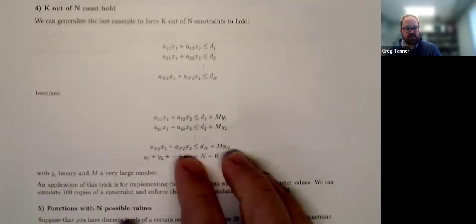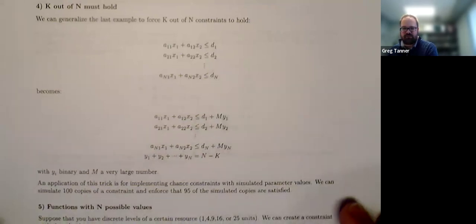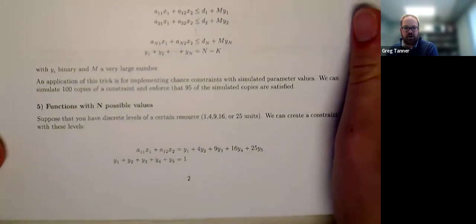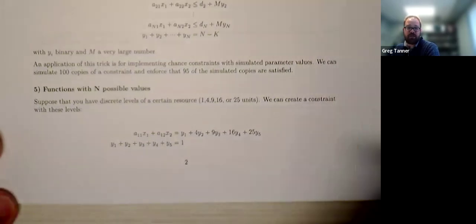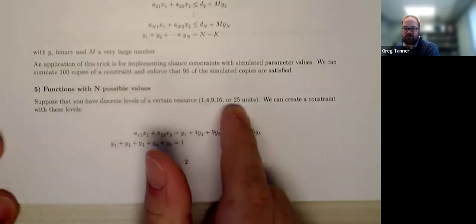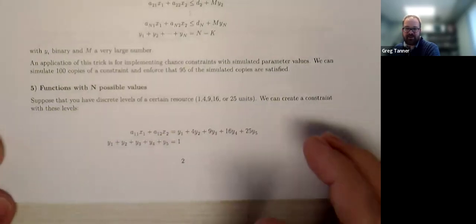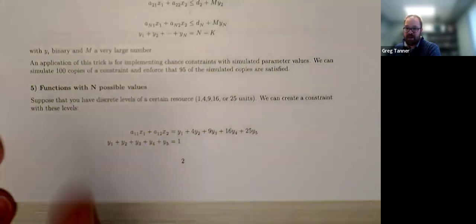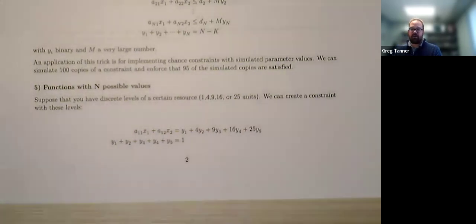So that's K out of n must hold. You can also use this to handle some tricky kinds of functions that show up in either a constraint or really the objective. Suppose you have discrete levels of a certain resource. Maybe there's some sort of discount or package deals where you can choose, or are you going to subscribe to the basic, premium, or pro level of some subscription for your company.